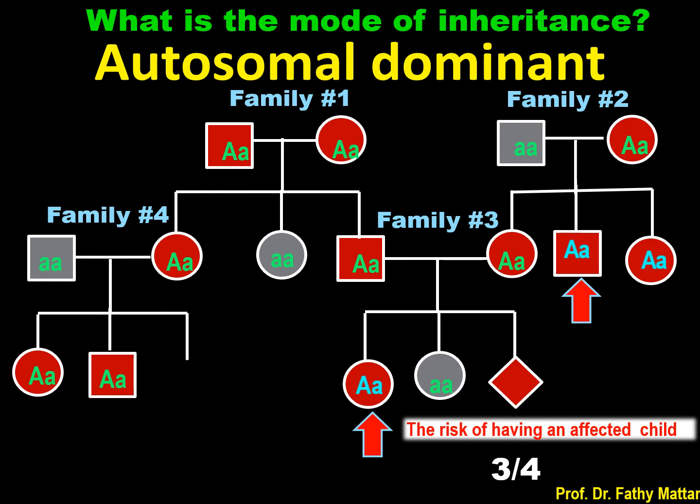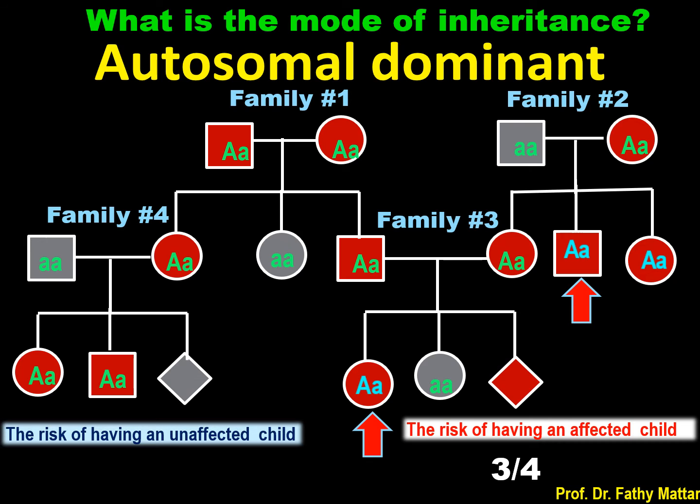Of course, it will be 3/4, because only 1/4 will have the autosomal recessive, the homozygous recessive alleles together, but the 3/4 will be either heterozygous or homozygous dominant. Now, what is the risk that family 4 would have an unaffected, not affected child?